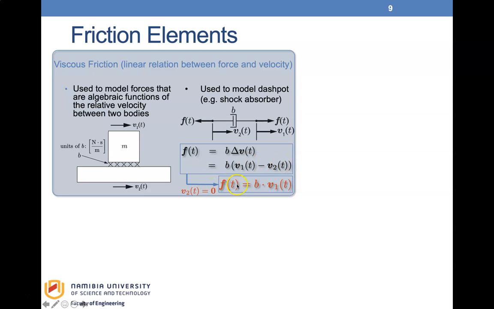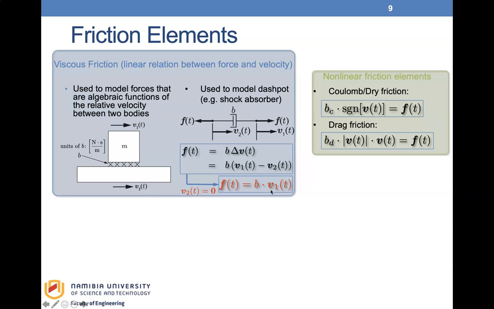This will give us the force for a viscous damper: the viscous coefficient multiplied by the velocity. That is, if v2 is equal to 0, let's say we keep v2 fixed, then F will just be b v1. Then we have here what we call the nonlinear friction elements. This is the Coulomb and drag friction, and these cases we will not be considering in this course, but they are non-linear. We will see this when we draw them in graph form. You see that these are non-linear friction elements.